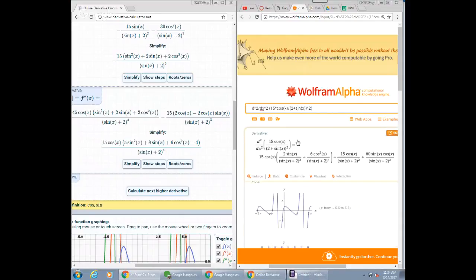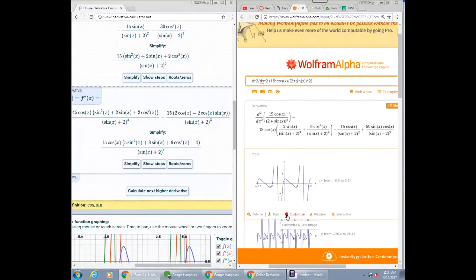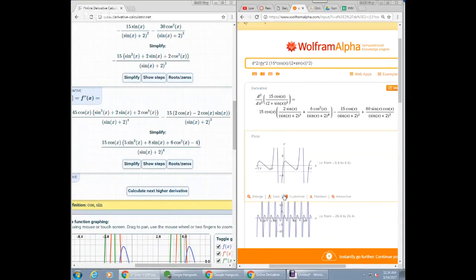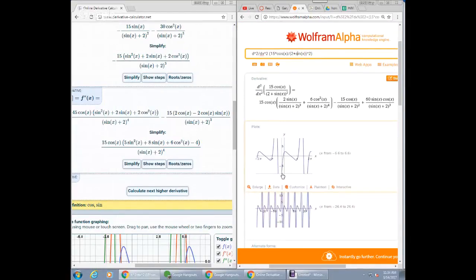So let's see. We want the max on the interval from negative pi over 2 to pi over 2. Pi over 2 is probably this asymptote. Yeah, it looks like it. That's not good, because it's the absolute value. So that means we want the highest or lowest number, which is a problem here, because this one drops forever toward pi over 2, it looks like.